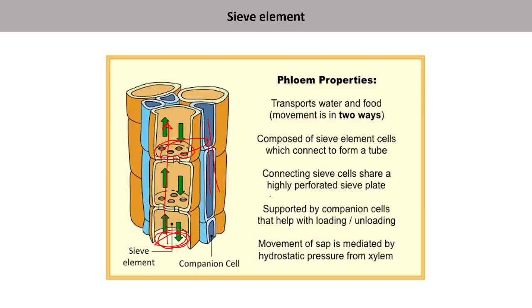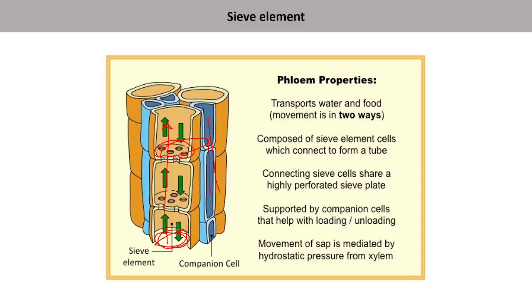So this helps in keeping the sieve elements in their place. That is the function of the companion cells. Companion cells also help with the loading and unloading of the material that is being transported through the sieve element. The sap movement through the sieve element is mediated by hydrostatic pressure from the xylem.